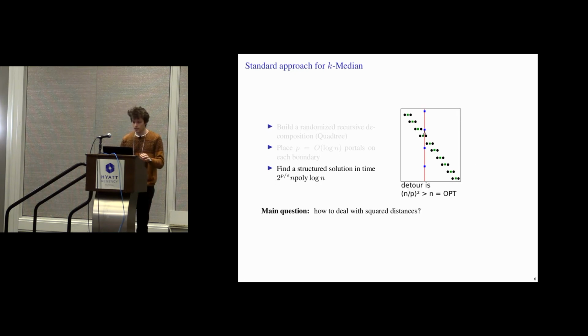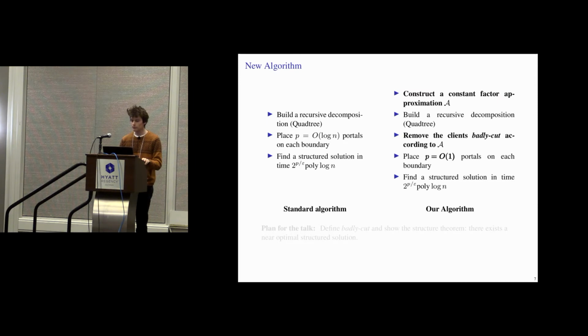Okay, and that's the main question: how to deal with those squared distances. So we propose a simple modification of the standard algorithm. We define something we call badly cut for the clients, and we just remove the badly cut clients. Intuitively, these are the clients that are close to a boundary of a high level of the decomposition. And just doing this allows us to place a constant number of portals and make things work for k-means, and everything goes faster because you have fewer portals. So that's our algorithm.